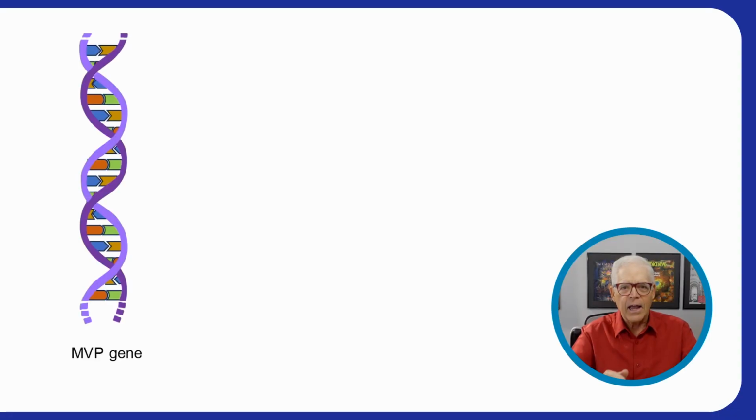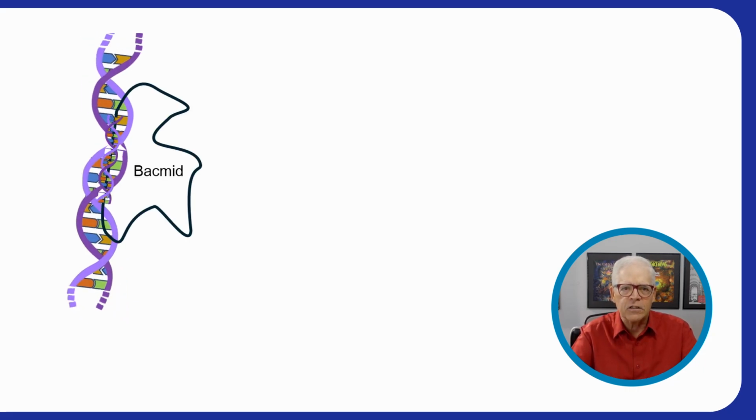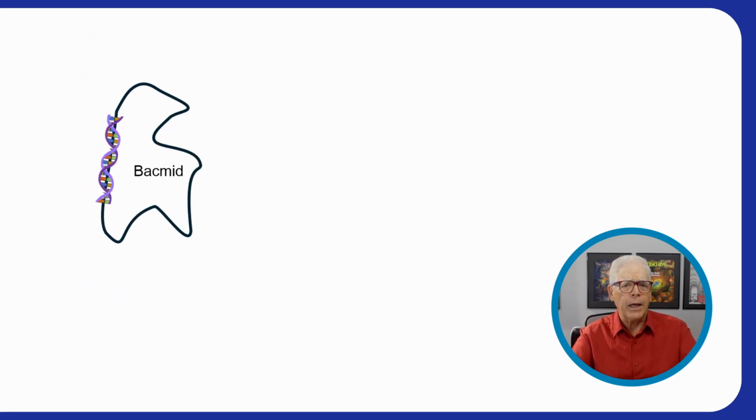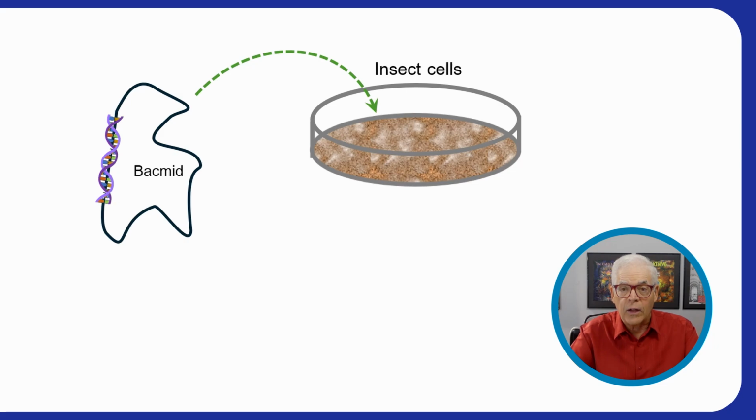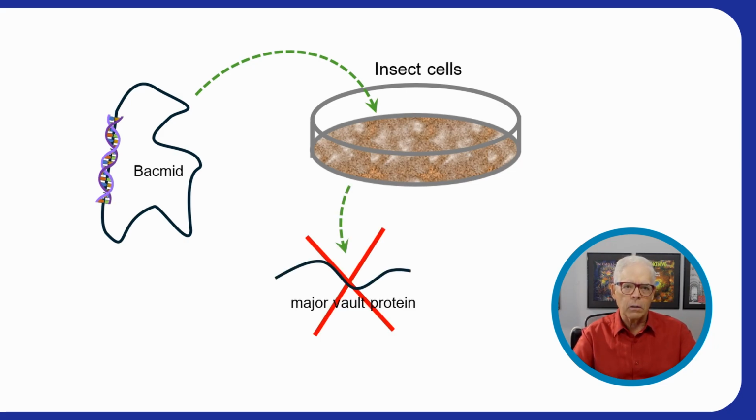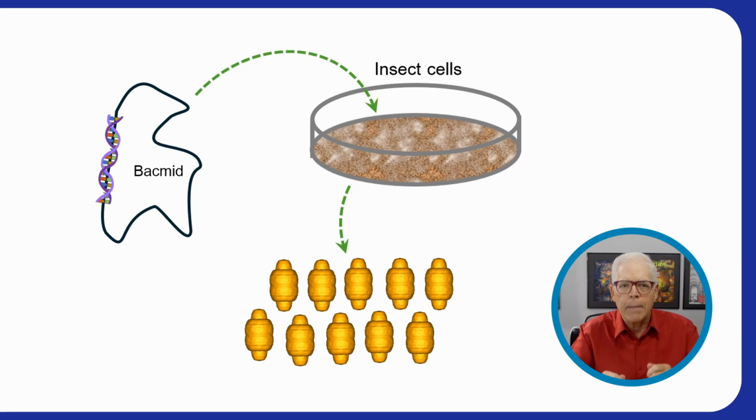What Andy found was very interesting. Andy inserted the MVP gene into an infectious piece of DNA called a bacmid. When the bacmid carrying the MVP DNA was added to cells grown in the lab, the cells didn't make any free MVP protein. But to our surprise, they made lots of particles that looked exactly like vaults.